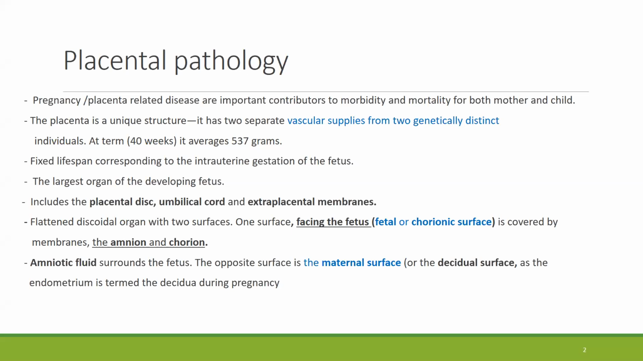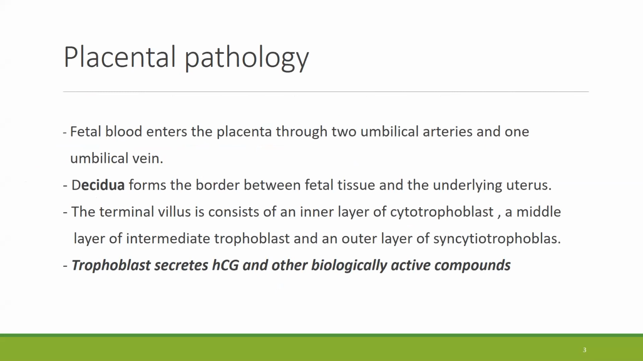These are the anatomic components of the placenta. The fetal blood enters the placenta through the umbilical arteries and leaves through one umbilical vein. So we have two arteries in the umbilical cord and one vein.